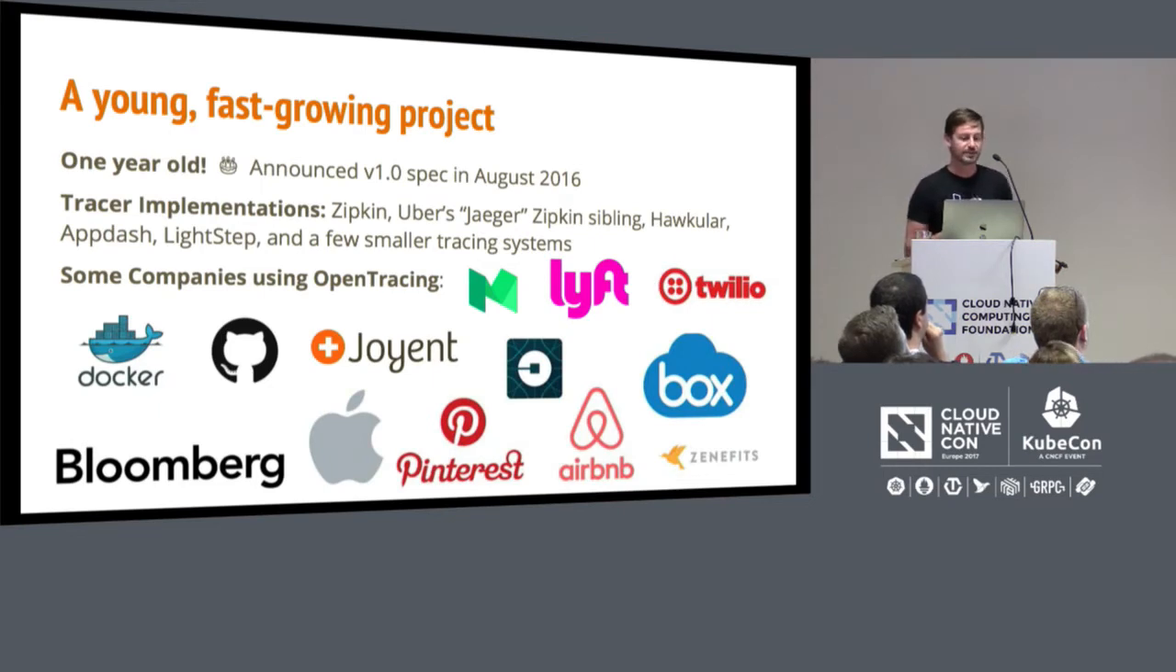There's a number of very interesting monitoring and tracing solutions starting to hit the market. Zipkin from Twitter has been out for a while. Uber will be releasing Jaeger, hopefully, in about a month. Hawkular from Red Hat is another open source solution. There's also AppDash, LightStep, which is where I work, and a number of other things starting to show up. So it's becoming a fairly rich environment, even though it's relatively young.